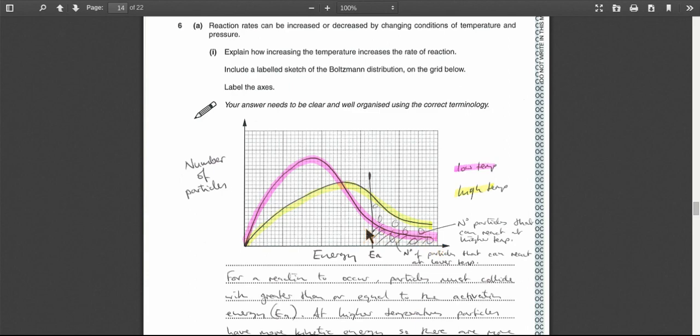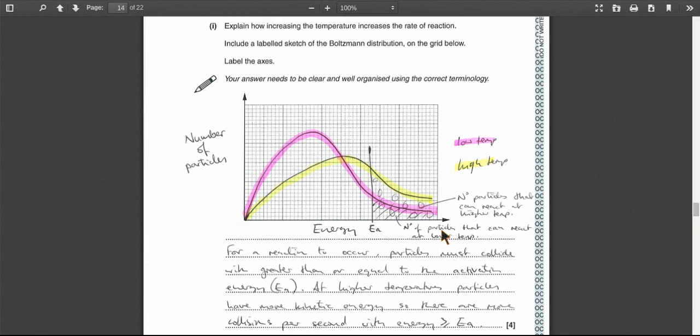And then if we draw the higher temperature, again it must start at the origin, but everything's shifted over to the higher energy side. So the maximum here is shifted to the right. It's not as high as the lower temperature, and the end of the curve is higher up as well. And remember, it's running parallel with the x-axis.